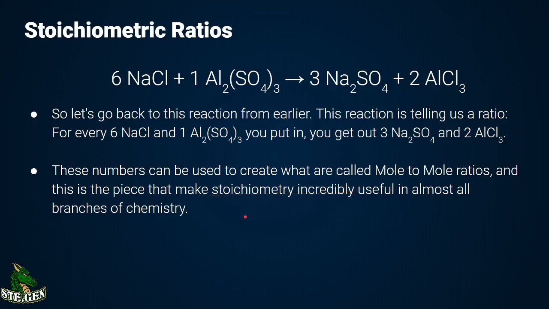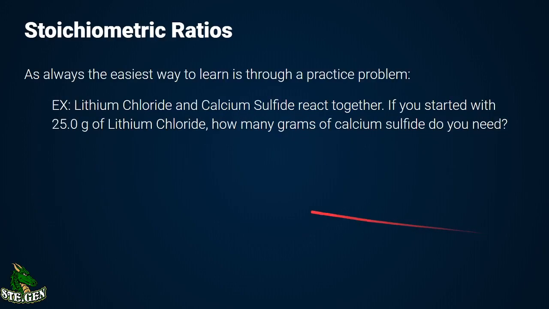This is why we aren't just calculating how many individual atoms you have. This allows us to make predictions or to figure out how much of something we need to get a reaction to happen. It opens up a whole new world of possibilities for us, chemically speaking, now that we can use these ratios to convert between moles of one thing and moles of another thing. The easiest way to learn is going to be through a practice problem. So this is the practice problem that we're going to do. We'll go ahead and work that out in a later video.